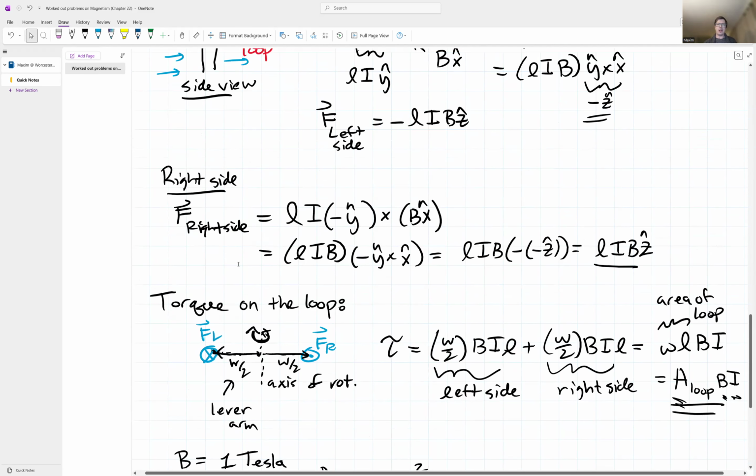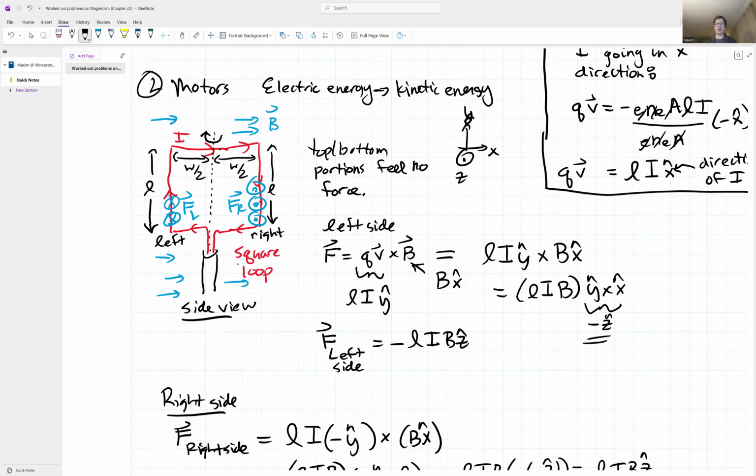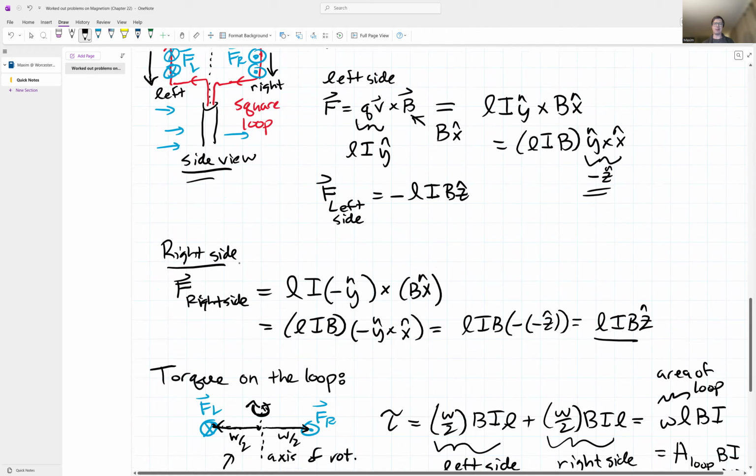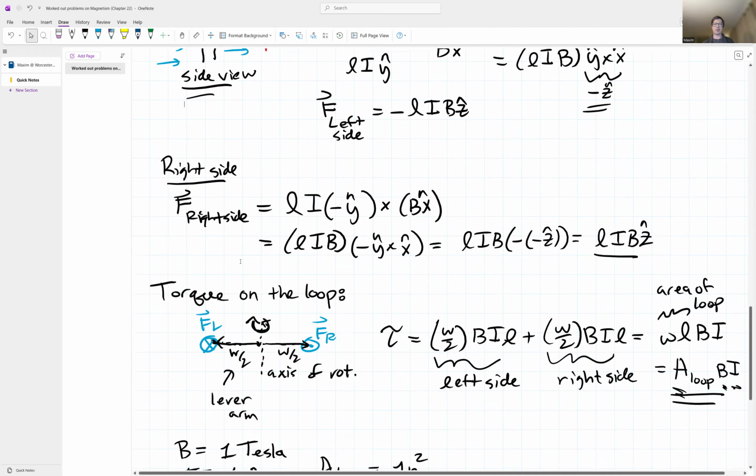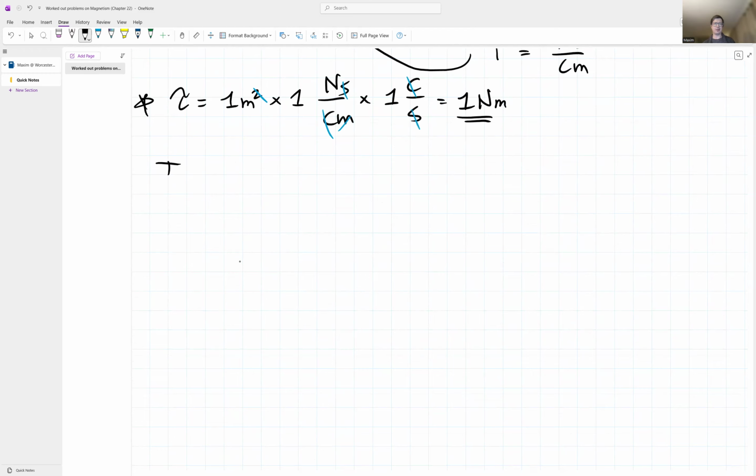Now, as soon as this square loop of wire starts to rotate, the torque will decrease, because what will happen is the force will no longer be perpendicular to the lever arm when this thing rotates. So we did this from a side view, but let's look at a top-down view of this same situation.